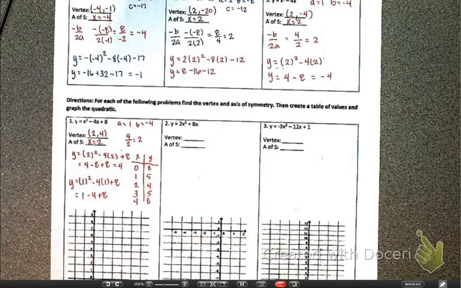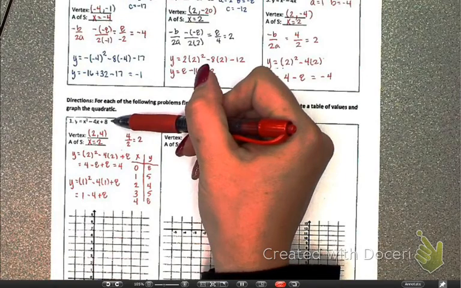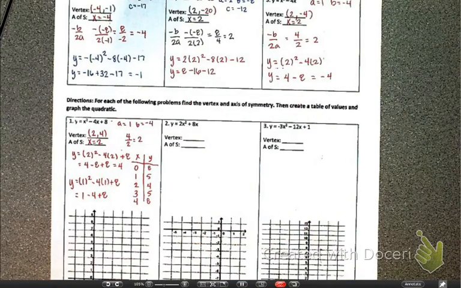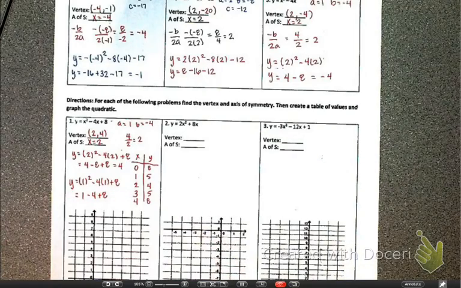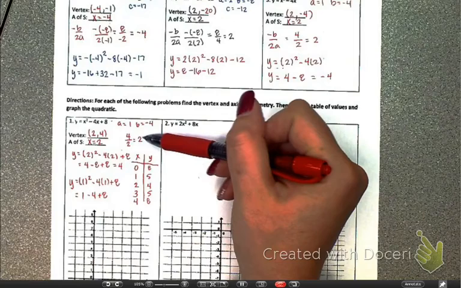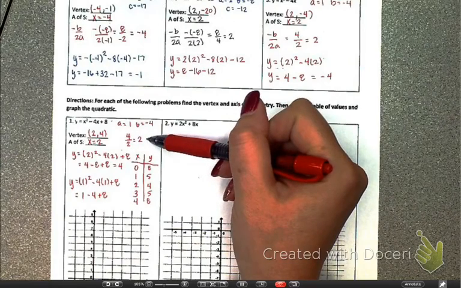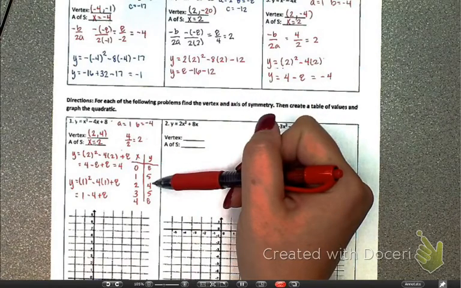How do you figure out the y? You plug x into this equation here. Whatever x is, you plug it in and that'll give you y. Once you find the x value of the vertex, which was 2, are you okay with that? I plug that in and that's how I got 4.